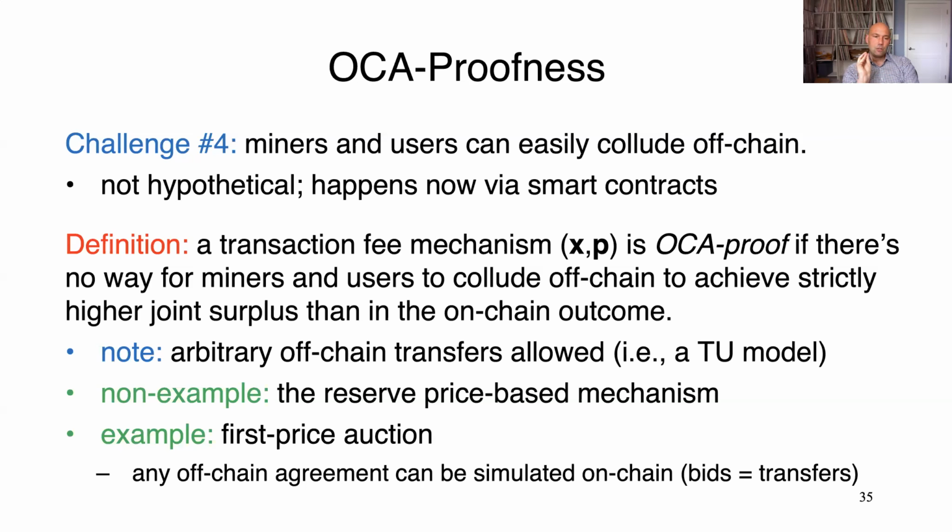All right. So the reserve price mechanism fails OCA proofness. First price auction satisfies it, and so that's sort of where things stand. So Sarah asks, could we have an example of where this type of collusion is happening already? So Patrick beat me to it, right?